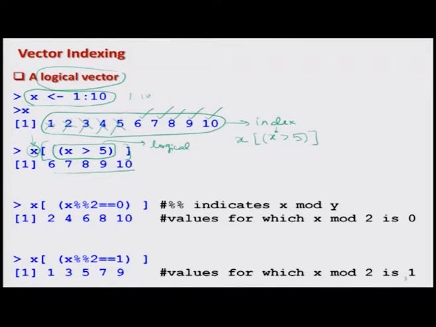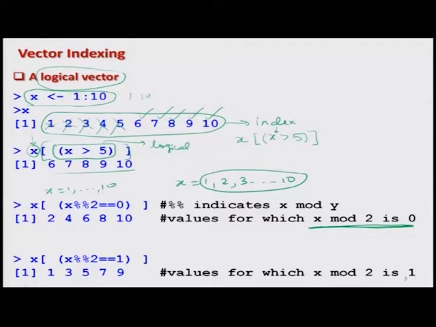Now, let us take some more examples. Suppose I take the same vector x going from 1 to 10, and now in this sequence I would like to know what are the values for which x modulo 2 is 0. That is my question. That means from the sequence 1, 2, 3 up to 10, I would like to find the values for which x modulo 2 is equal to 0.